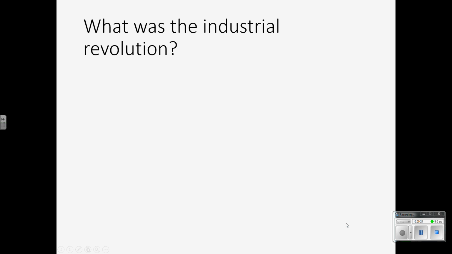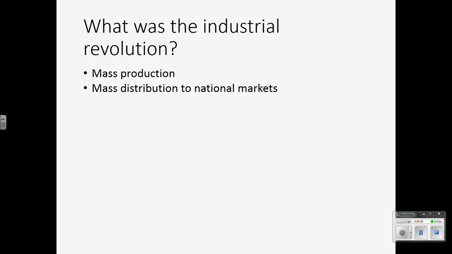Now, what was it? Well, first of all, a huge amount of mass production, producing amounts of all kinds of products, steel, for example, beyond anything that was produced before. And along with that, distribution to national markets. If you produce products in huge quantities, that's not going to do you any good unless you can get those products to market. And unless you can get the raw materials to your factory to produce the products in the first place. So along with the production comes the distribution. And of course, the railroad plays a critical role in this.